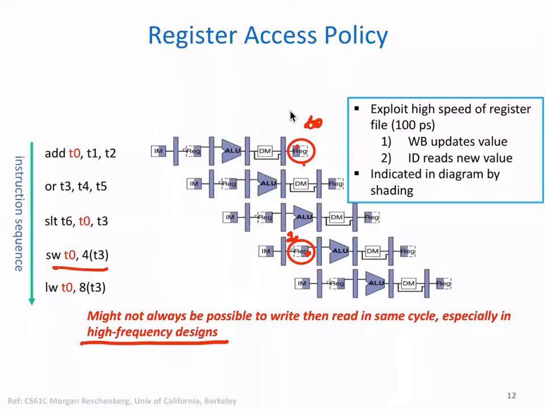All right. Any question? This example highlights only register reading and writing at the same time when using the same register. However, this also very clearly says that it might not always be possible to write then read in the same cycle when cycle time is very small. Okay. All right. Any question?